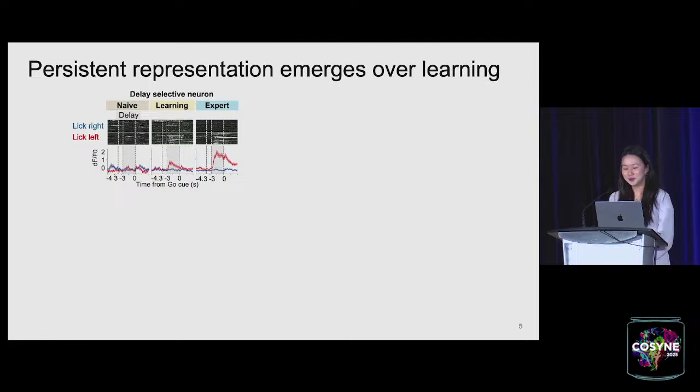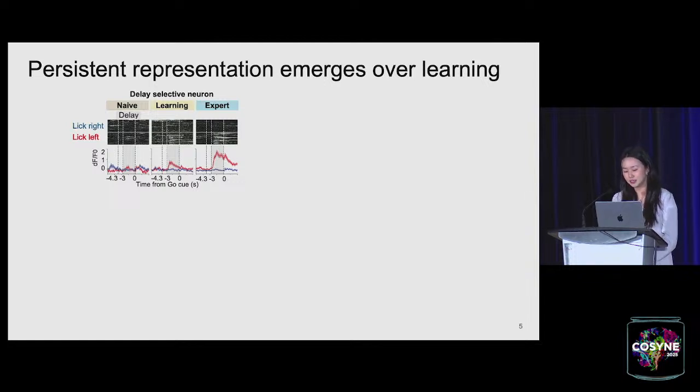Okay, let's look at what happens at the level of neural activity. Let's look at one example neuron over learning. Here on top, I'm showing you the fluorescence traces of a neuron sorted by right and left trials, and the bottom shows the average traces as blue and red. This first neuron is quiet in the naive stage, and over learning, selective persistent activity emerges during the delay epoch.